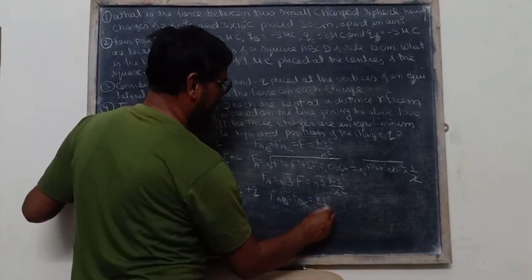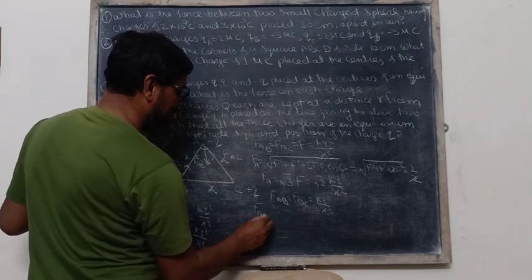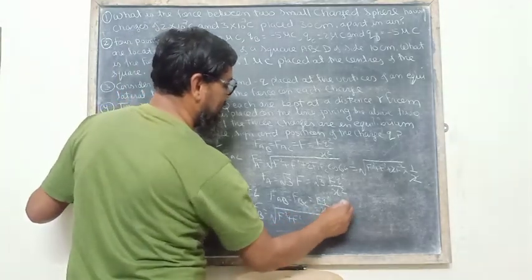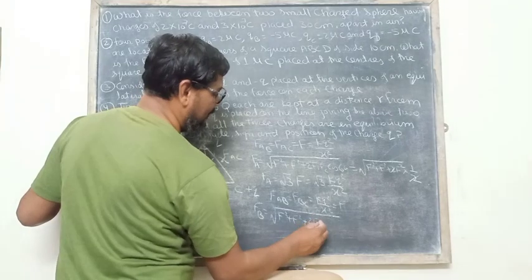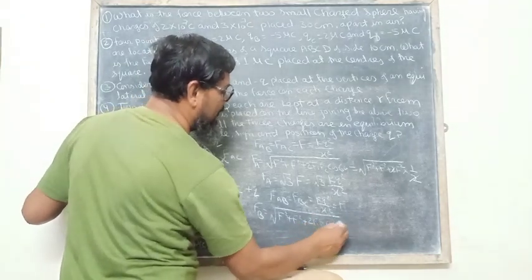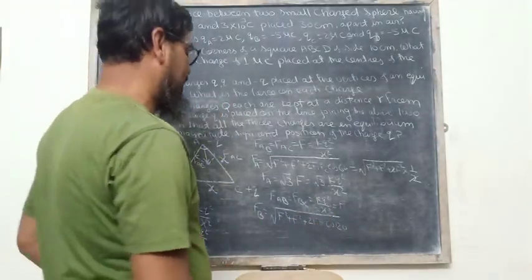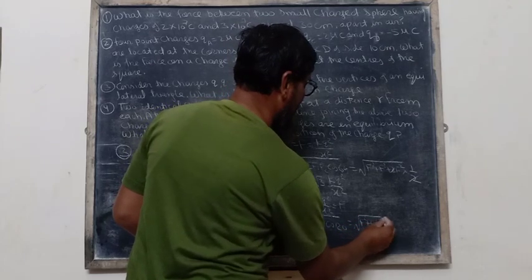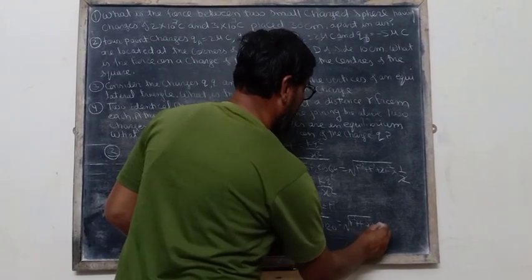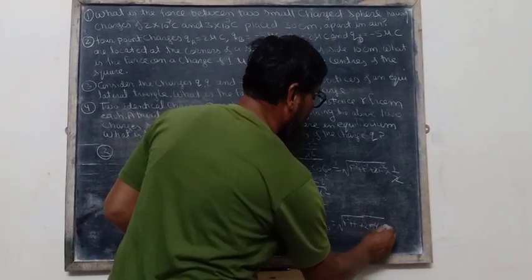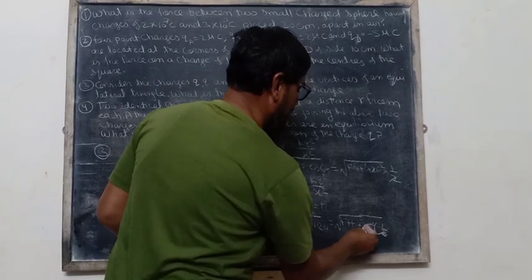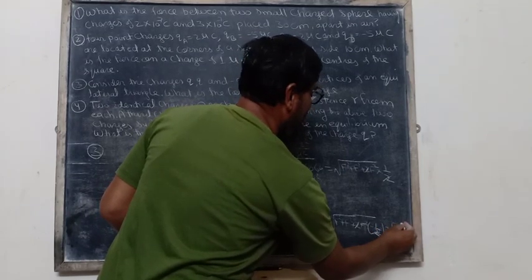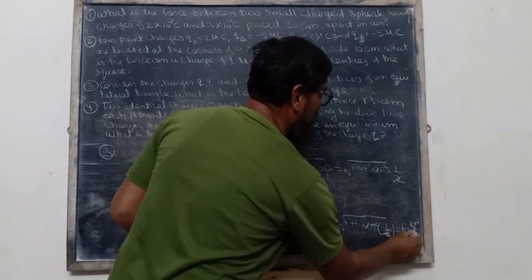Similarly, KQ square upon x square, and the resultant at point B will be equal to under root f square plus f square. We can consider it also f square plus f square plus 2f square cos 120, and the value of cos 120 is minus half. 2 and 2 cancel out. So the resultant will be equal to f. At point B, FB is equal to KQ square upon x square.